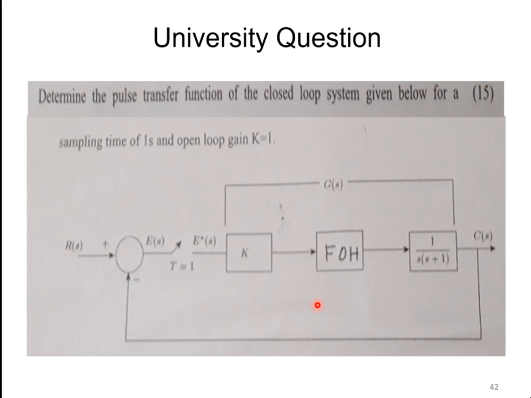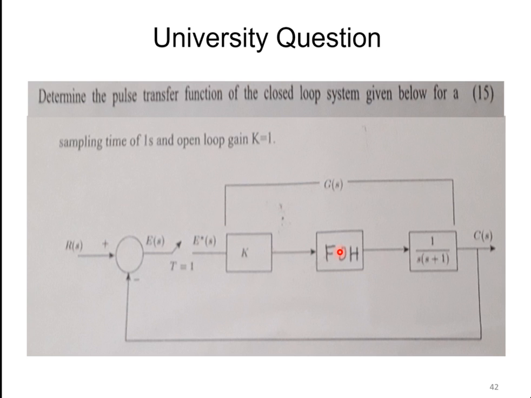And this is another university exam question where 15 marks is given. Determine the pulse transfer function of the closed loop system given below for a sampling period of 1 second and open loop gain K equal to 1. So here you have to initially find this cascaded combination. The same thing for a zero order hold we have done in the previous class.